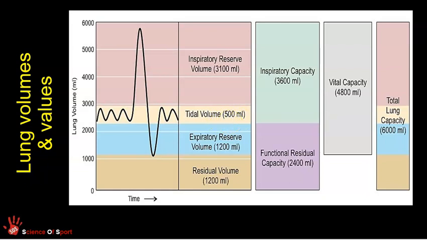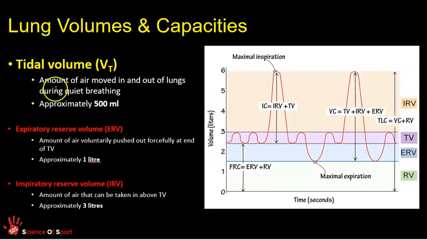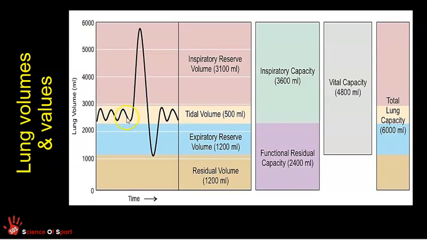So I'm just going to jump to the next slide here. Tidal volume, this is one that you definitely need to know. Tidal volume is the amount of air moved in and out of the lungs during quiet breathing. That means at rest, and approximately 500 millilitres. And it would be the squiggles here. The little squiggles here show breathing at rest. Let me go back. So, shallow breathing here, small peaks and troughs. In breath, out breath, in breath, out breath, in breath, out breath.